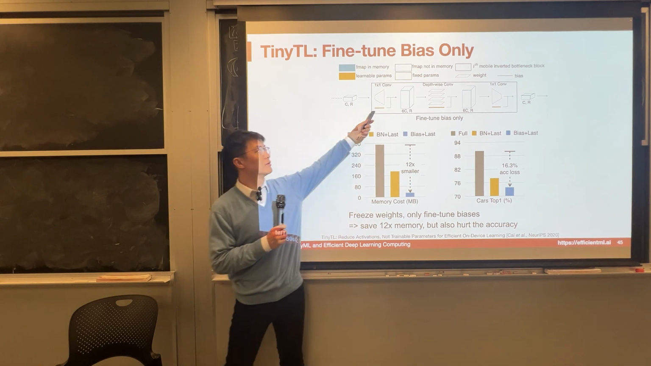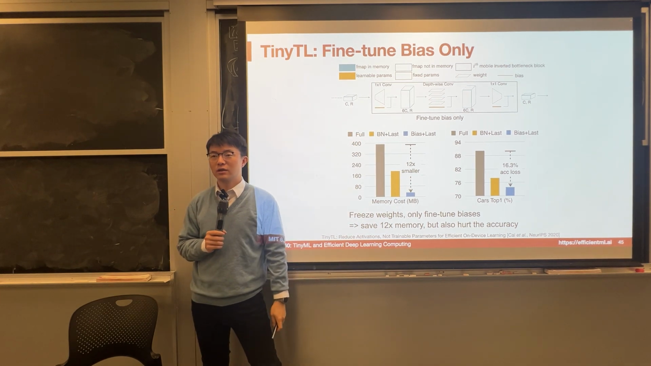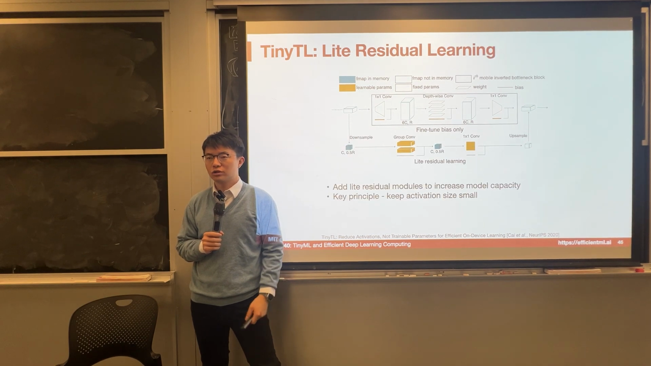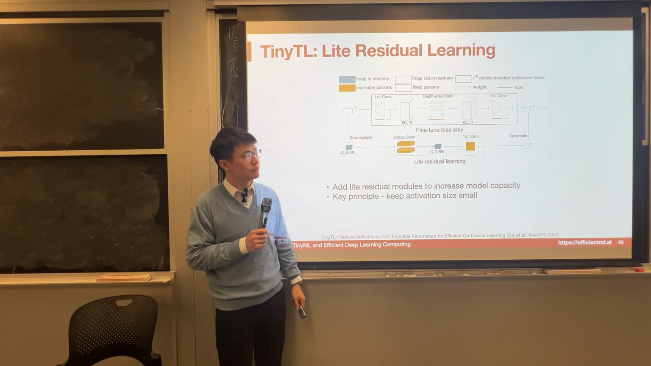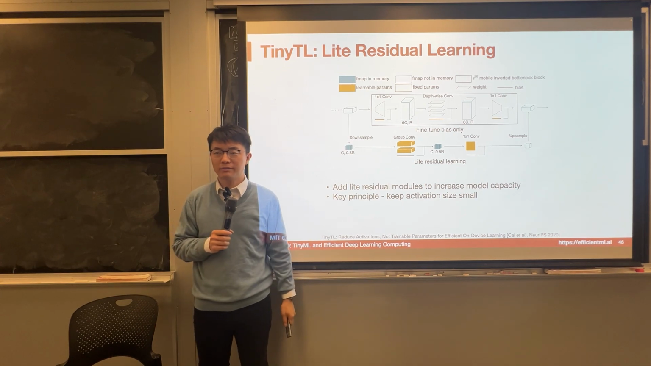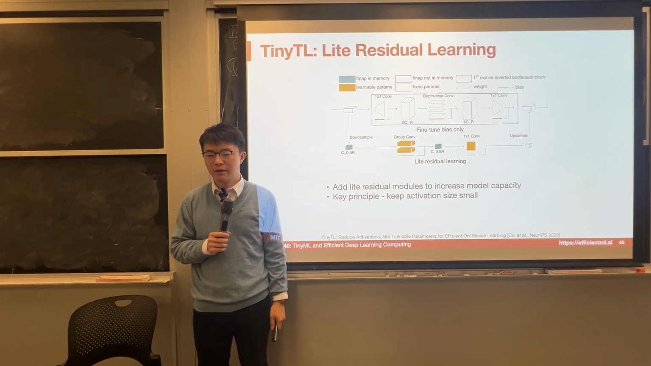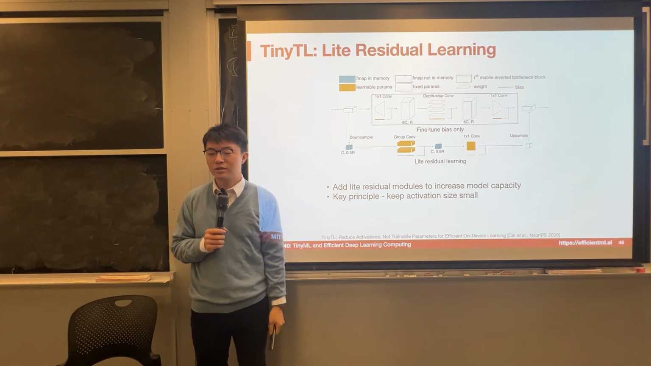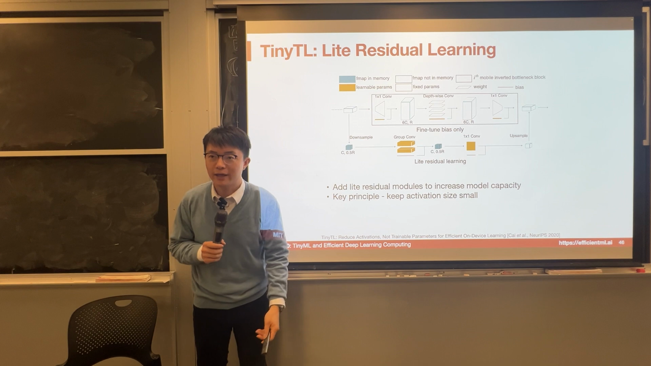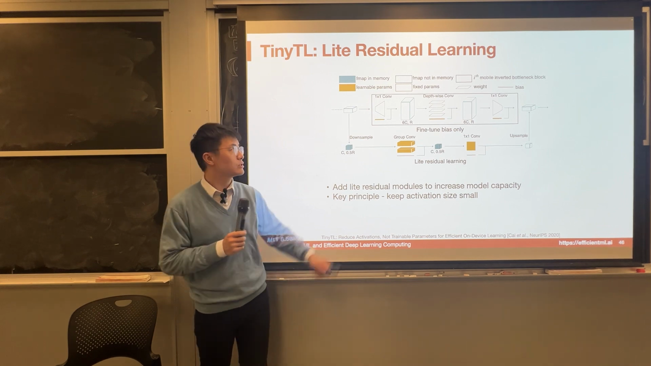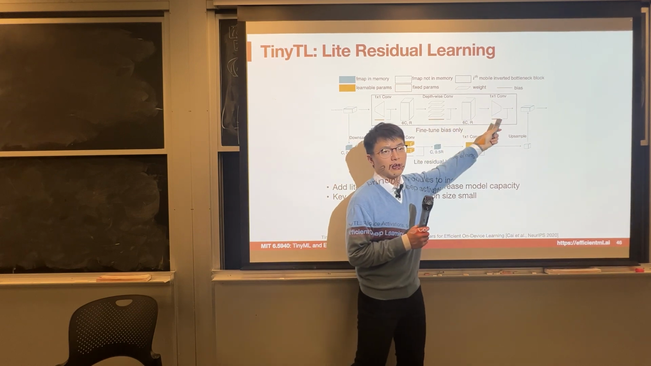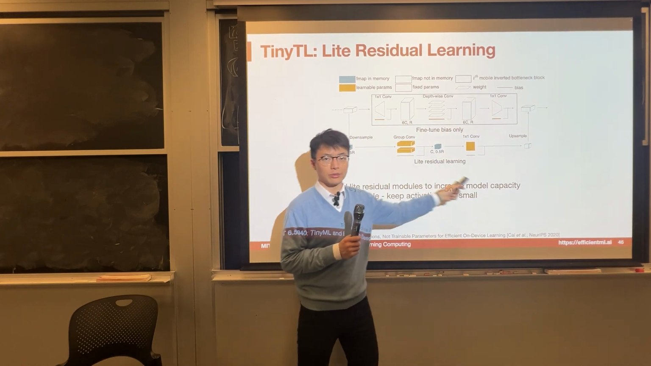So far, we are using a very simple bias, just one scalar value. Can we learn something more powerful and also keep the memory footprint low? Here we can use this new technique called light residual learning. So the bias is a kind of residual. This is the main branch, one by one, stepwise, another one by one, and this is the residual branch.